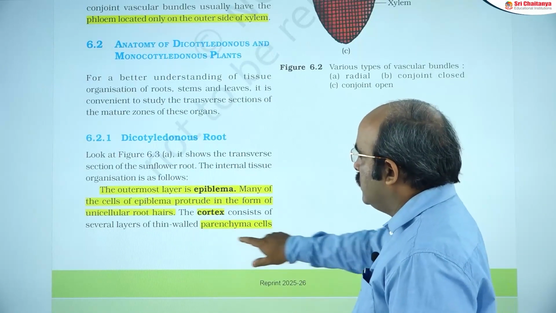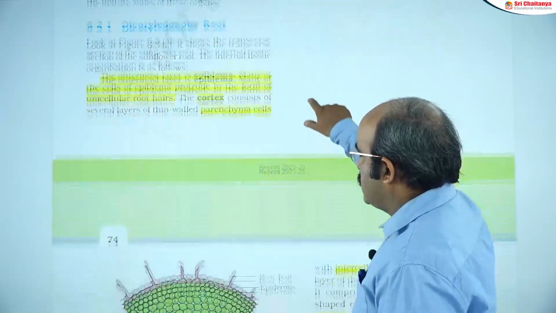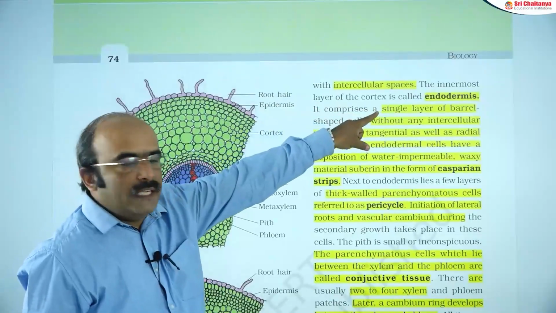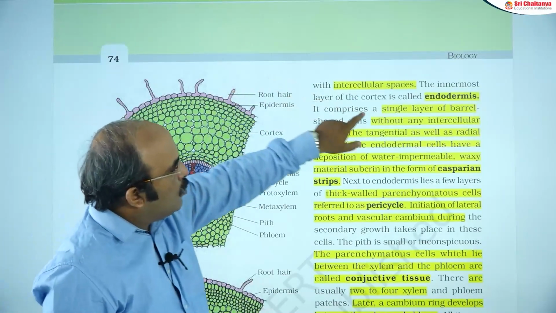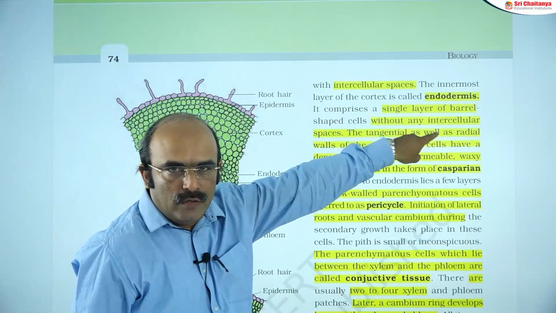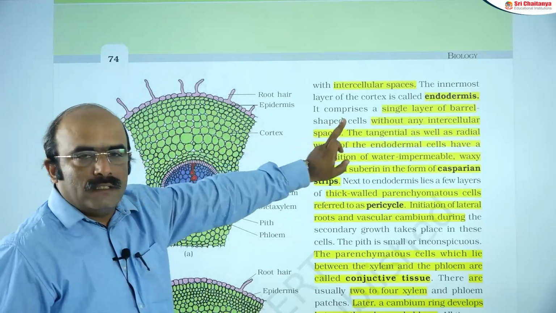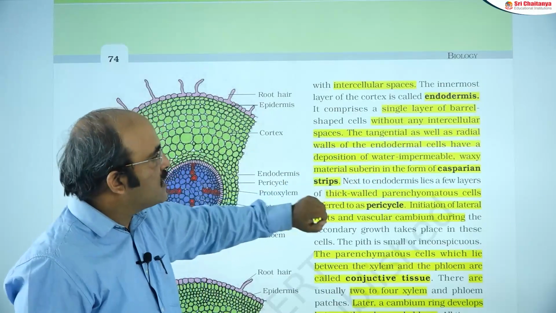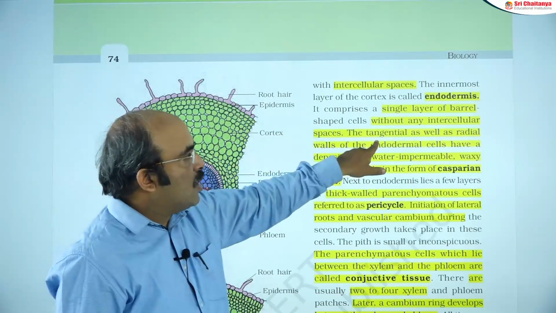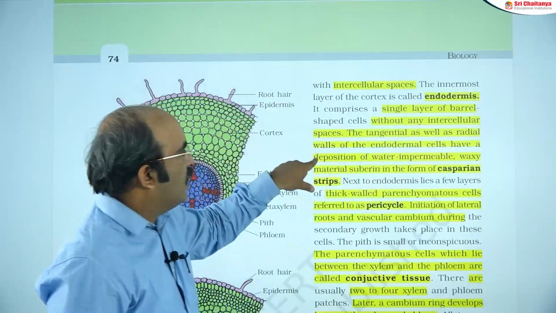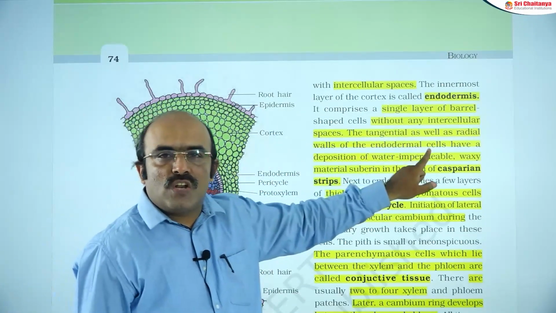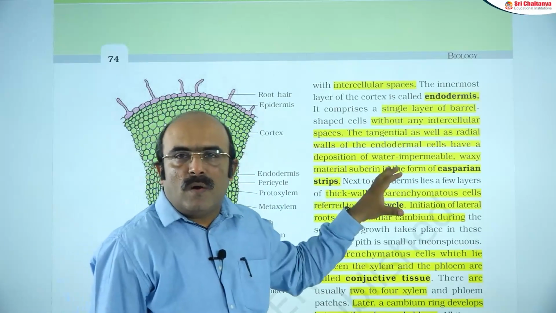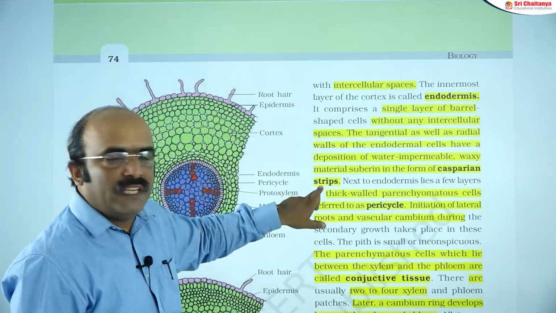And you have several thin-walled parenchymatous cells, which you could clearly observe, and there are a large number of intercellular spaces. The innermost layer of the cortex is called endodermis. A very important point here that you have to observe is that the endodermis is a single layer. It is made up of barrel-shaped cells, and these endodermal cells on their tangential as well as radial walls have deposition of suberin material, and this is seen in the form of a band which is called the Casparian strip.